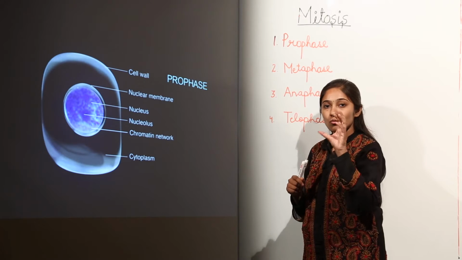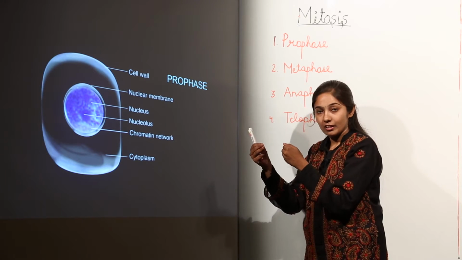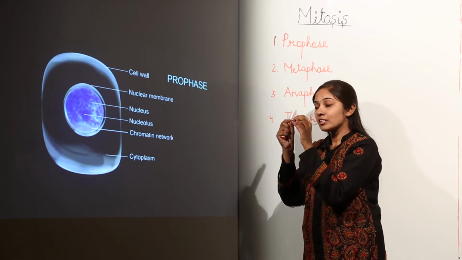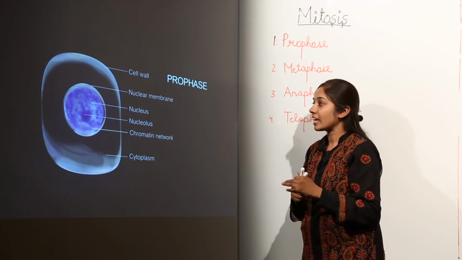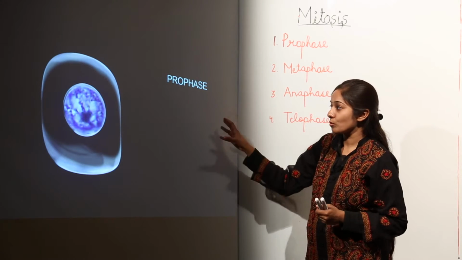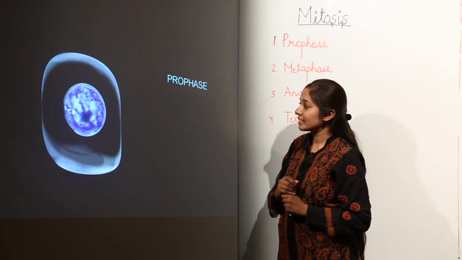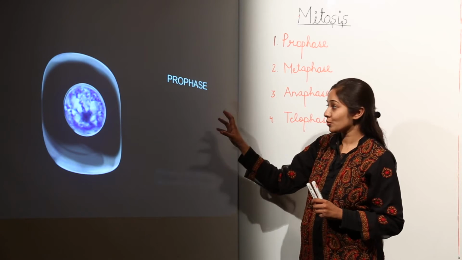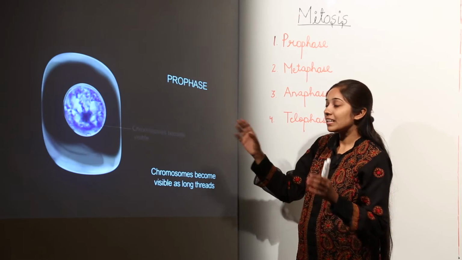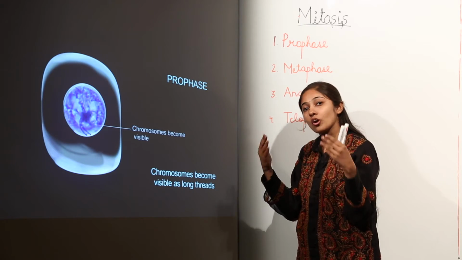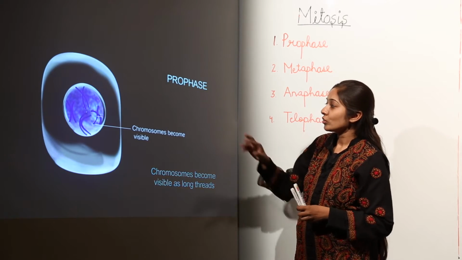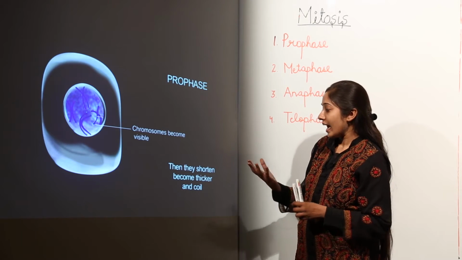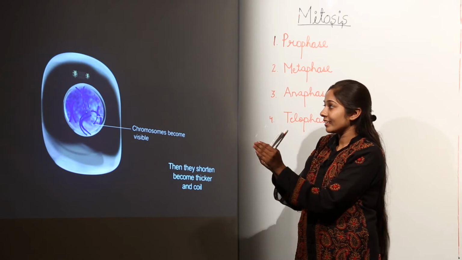You all know that the chromosomes start to appear. From chromatin, there is formation of some thread-like structures that we call chromosomes. You can see in the image that chromosomes are beginning to appear, and they become visible as long threads of the chromatin material. So chromosomes become visible and then they shorten, they thicken and they coil.